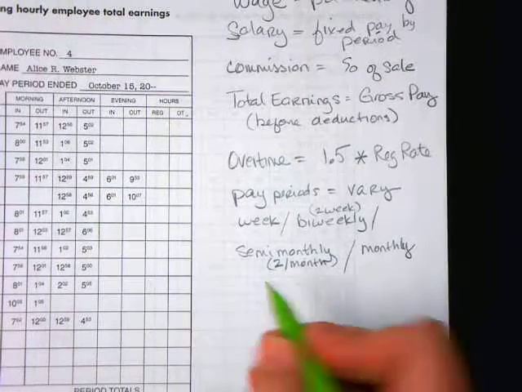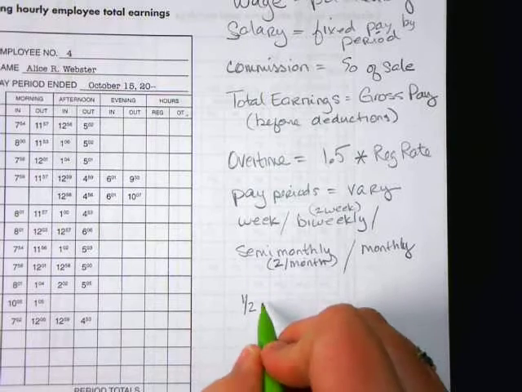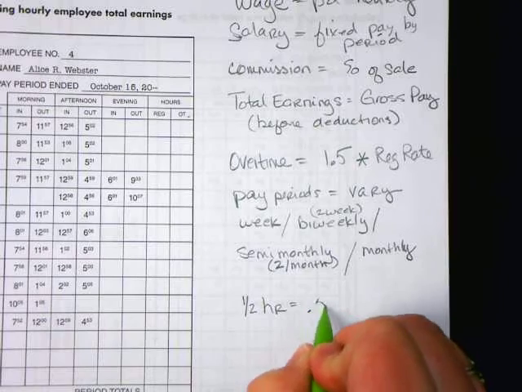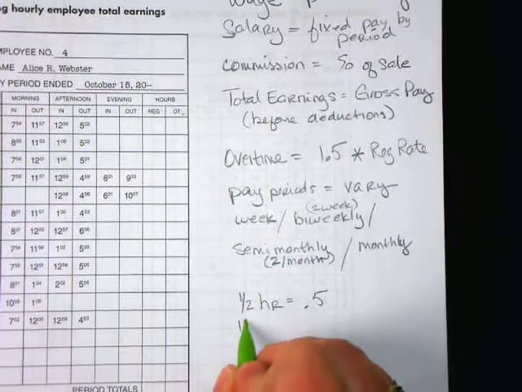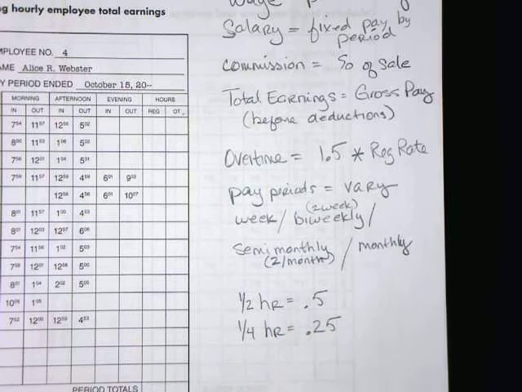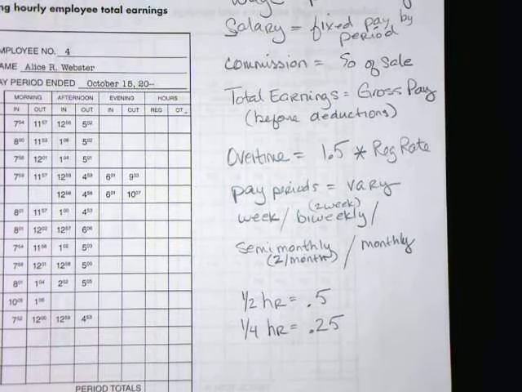All right, and then I also want you to think about conversion when you're working with your calculator. A half hour is a 0.5, and a quarter hour is a 0.25. That's just something to remember when you're using the calculator to do the calculations.